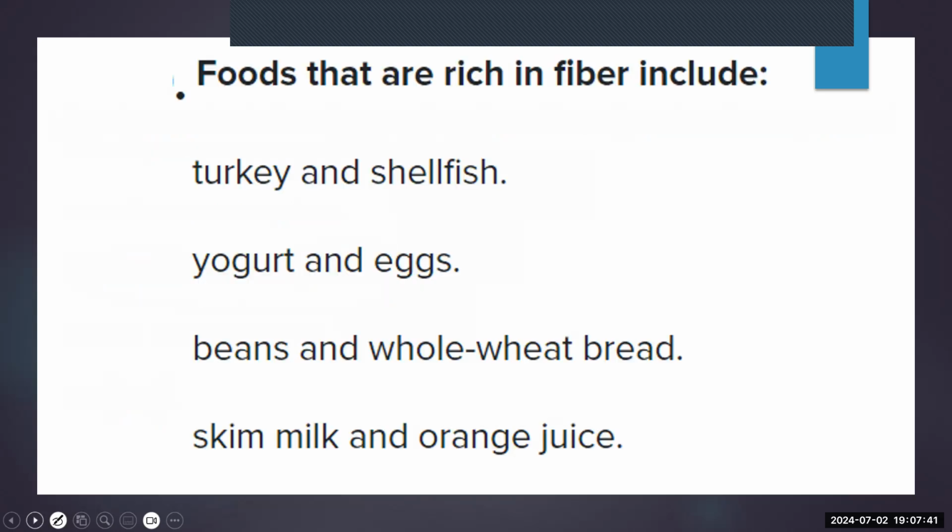All right, so let's go to our next question. Foods that are rich in fiber include turkey and shellfish, yogurt and eggs, beans and whole wheat bread, skim milk and orange juice. Beans and whole wheat bread. All right, you like that one the best? Yes. I agree. So that's going to be our correct answer. We know those include a lot of fiber.